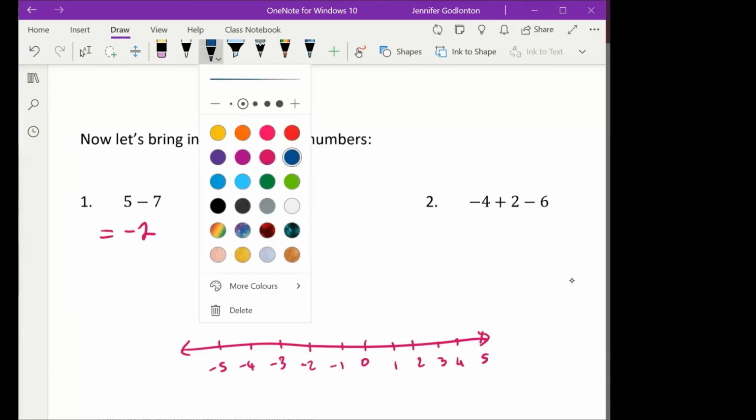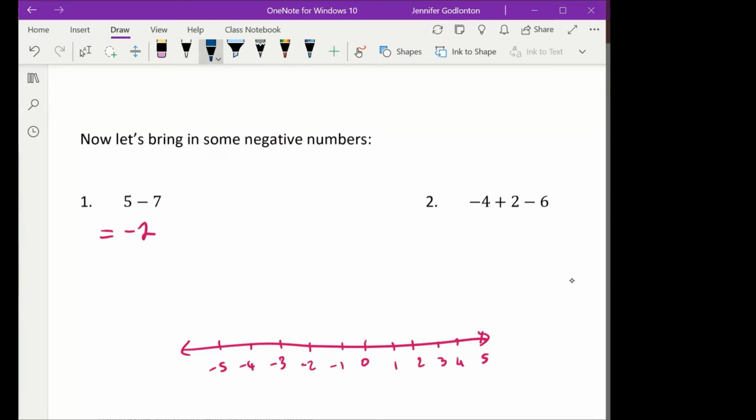I know negative numbers make everything a bit nasty. Guys, you're doing so well. -4 plus 2 minus 6 is absolutely -8.